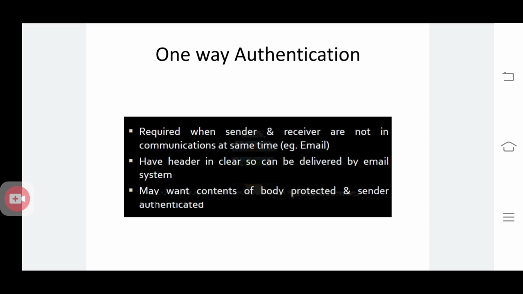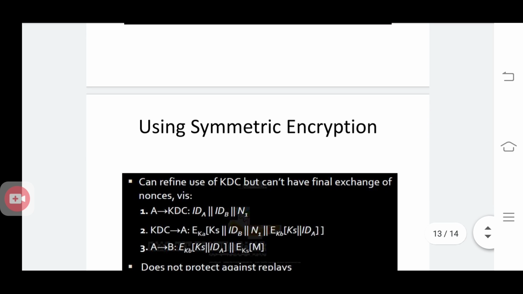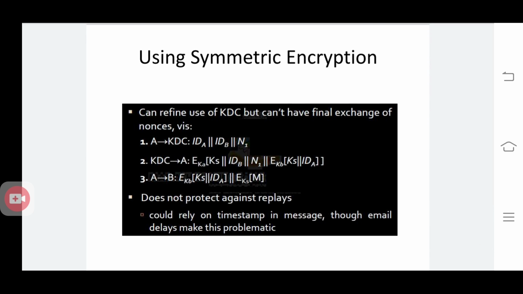Okay. Have a header in clear so that it can be delivered by the email system. Okay. So we may want the contents of the body protected and the sender must be authenticated. So if you are sending an email from a sender to a receiver, the body of that mail should be protected. I mean, the message should be protected and that sender must be authenticated. Okay. So for that, we are using a one-way authentication mechanism. Again, we are using symmetric encryption, and also a public key approach, for this one-way authentication.